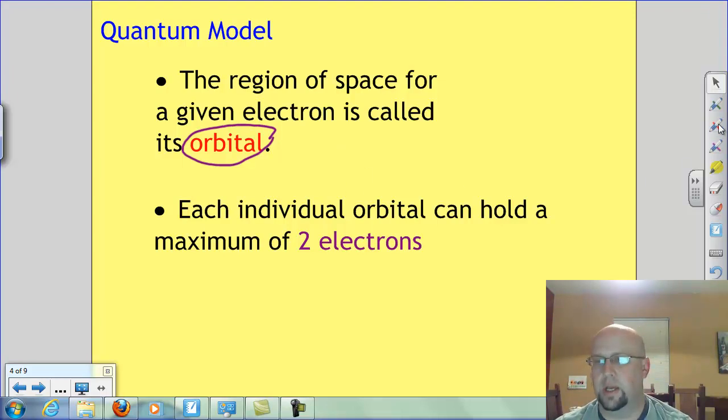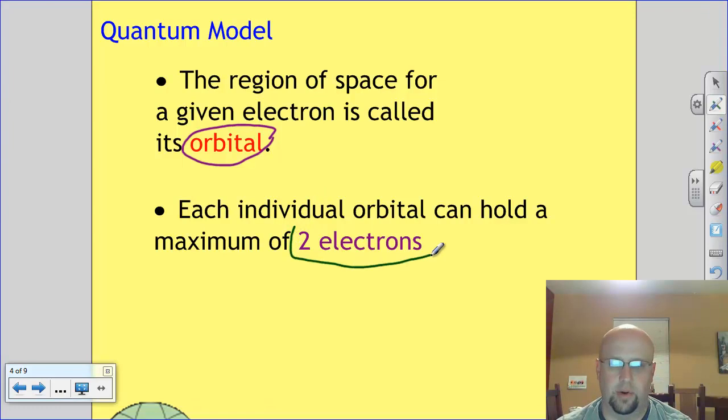You also want to keep in mind a second point, and this is going to get really important when we do electron configurations in the next unit: every orbital can only hold 2 electrons. We're going to have a name for that rule in the next unit, but just keep in mind as we're walking through that they can only hold 2 electrons each.